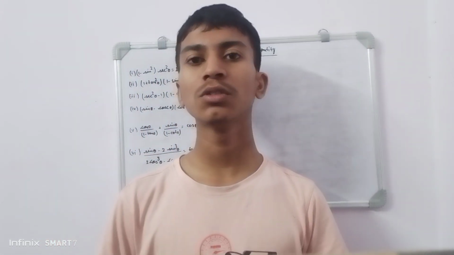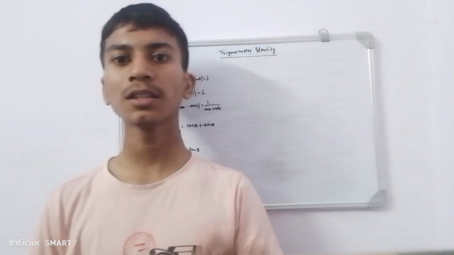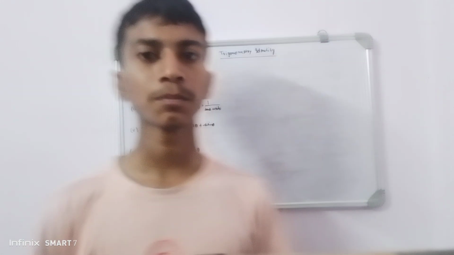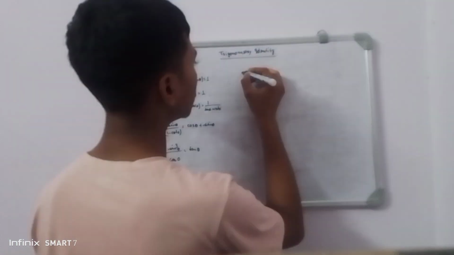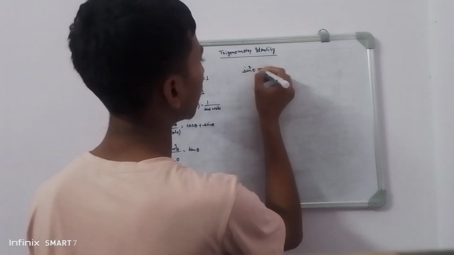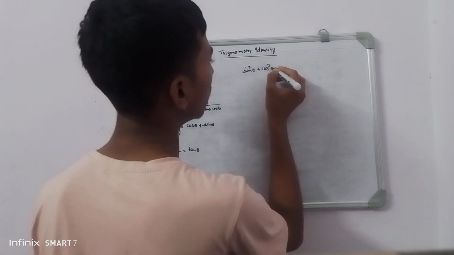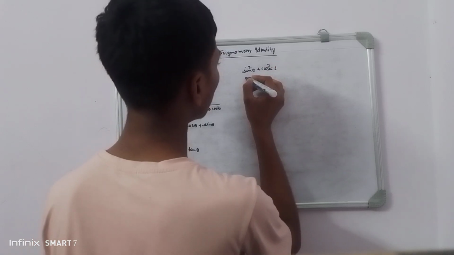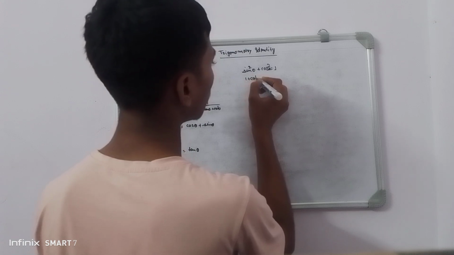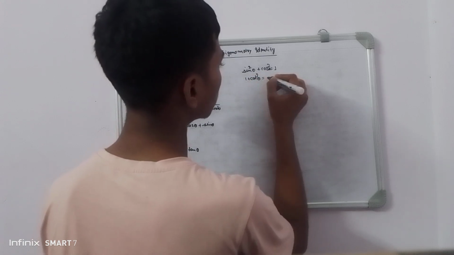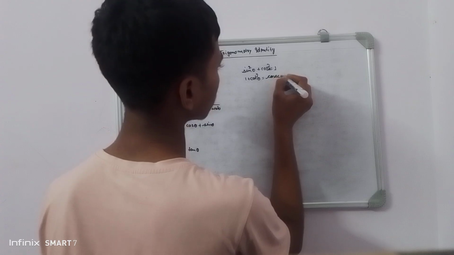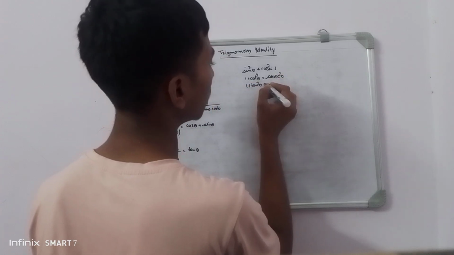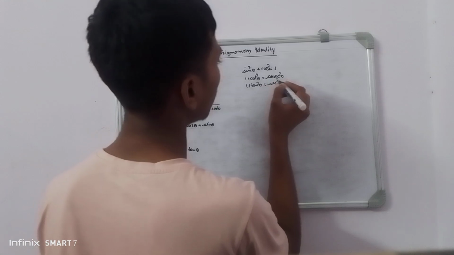For this, you have to remember the three identities which you studied in the introduction. What are these identities? As I think you know, sine square of theta plus cos square of theta is equal to 1. This is the first identity. The second is 1 plus cot square of theta is equal to cosec square of theta, and the third identity is 1 plus tan square of theta is equal to sec square of theta. I think you know this.